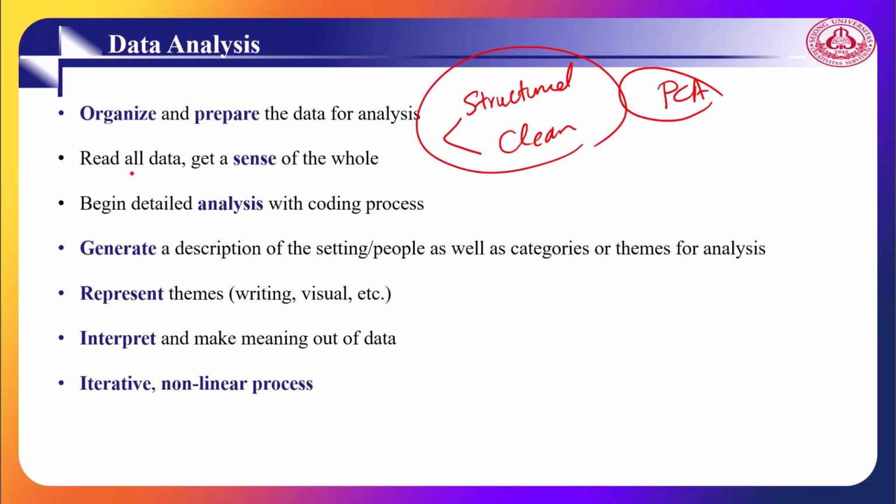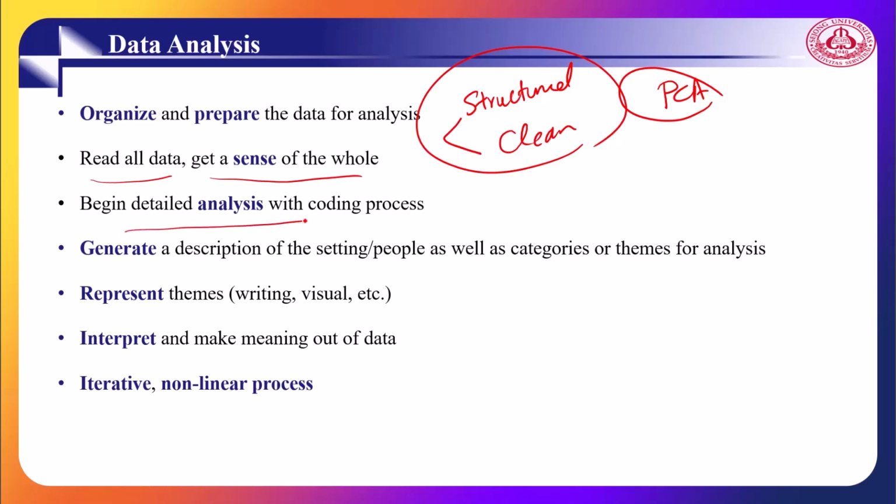Then we need to read all data and get a sense of the whole. We must know what we have. If we don't know what we have, it's not easy to extract knowledge. We have to familiarize ourselves with the data to understand the context and the content of data. We have to review data sets or transcripts, whatever we have, and also we need to get an overview of the data distribution and general patterns, right? So data distribution comes from the probability and statistics course, and you need to know these prerequisites.